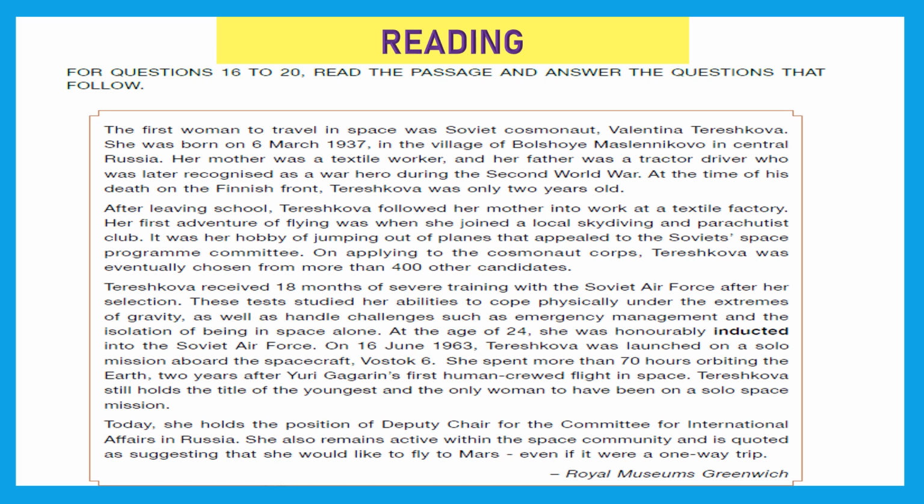Let's read the passage. The first woman to travel in space was Soviet cosmonaut Valentina Tereshkova. She was born on 6 March 1937 in the village of Bolshoye Meslenikovo in central Russia. Her mother was a textile worker and her father was a tractor driver who was later recognized as a war hero during the Second World War. At the time of his death on the French-Finnish front, Tereshkova was only 2 years old.